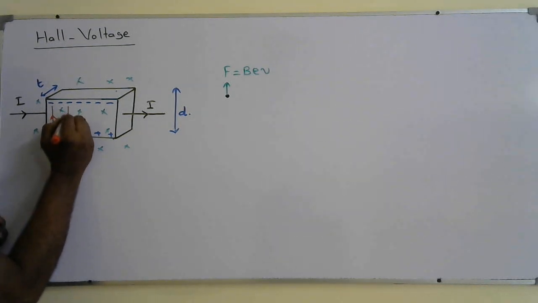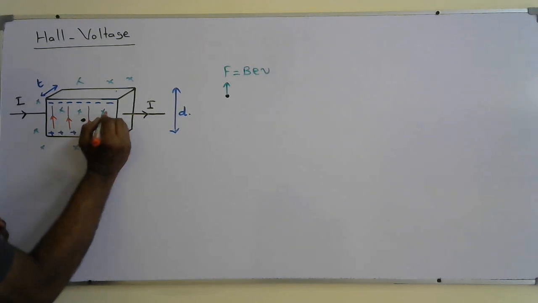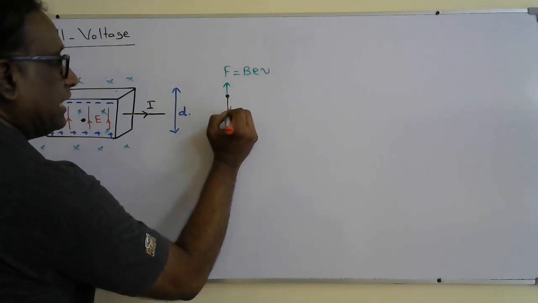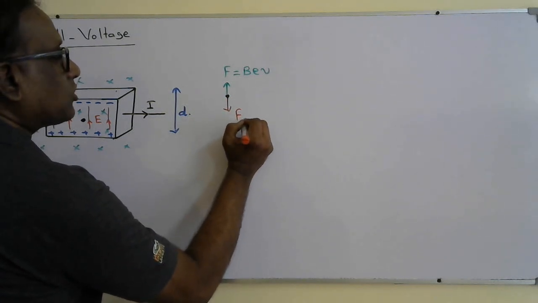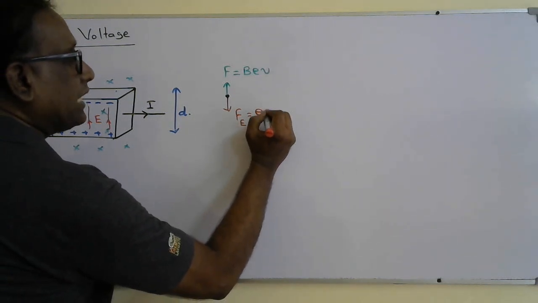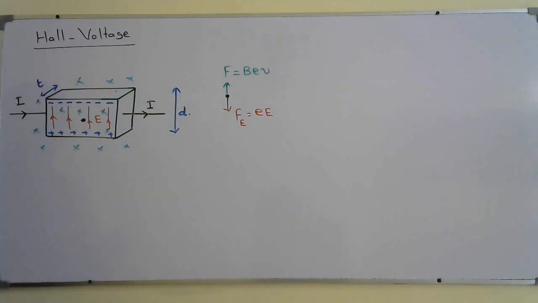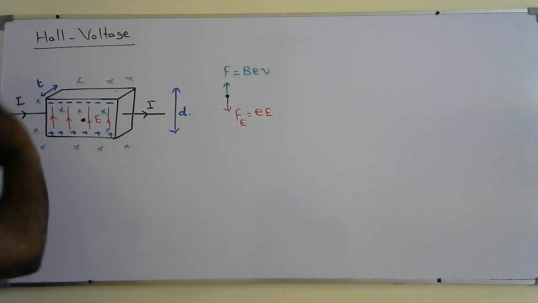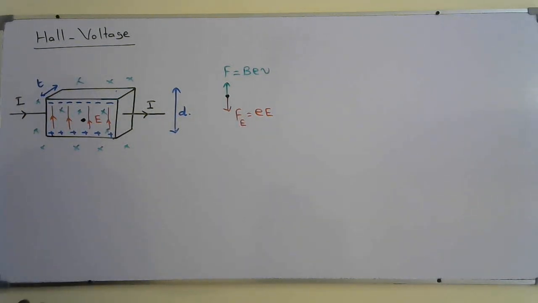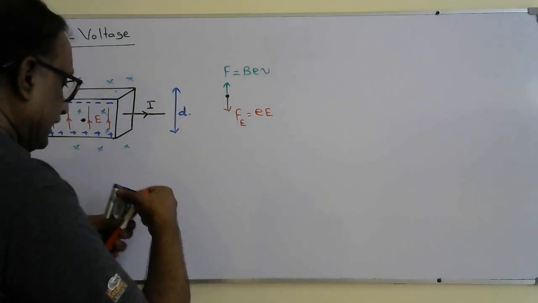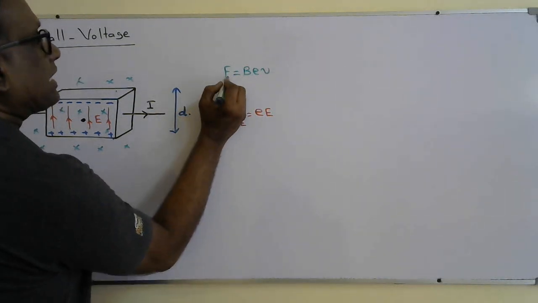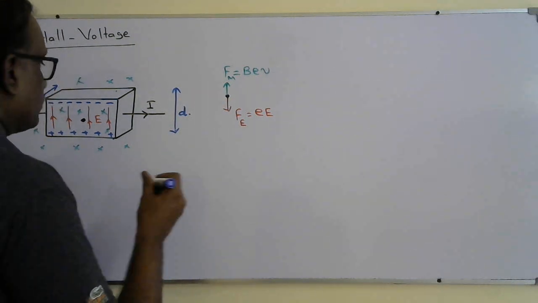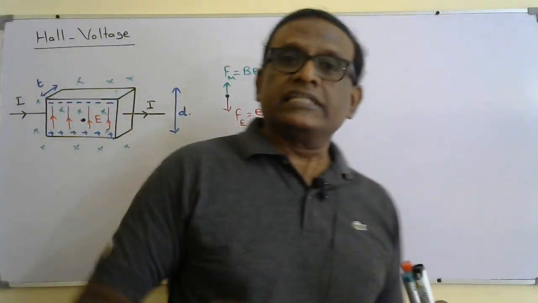So the electric field which is developed due to separation of the charges, I can call it as E. Due to this electric field developed, there will be a force, that is the electrostatic force, F equal QE, that I call EE. When the electrons have shifted towards the upper edge, the electric field strength is developed, and at an instant the magnetic force will become equal to the electrostatic force. So when the magnetic force balances the electrostatic force, other electrons will not be shifted in the upward direction.